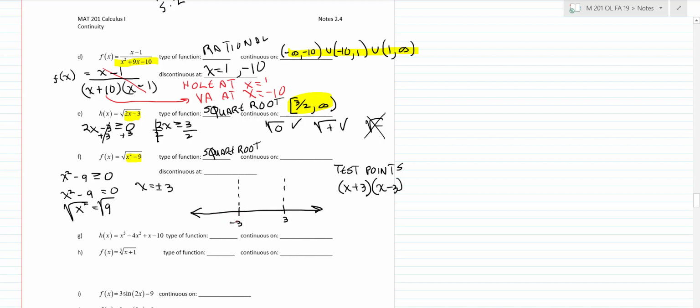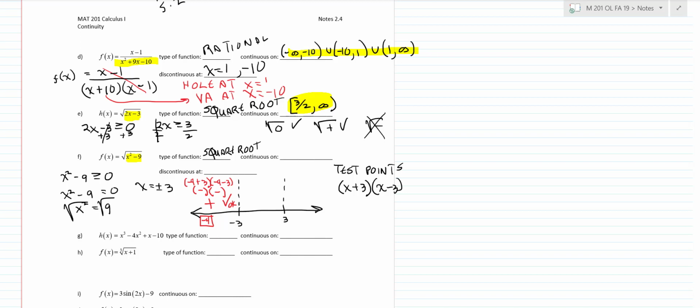So what you do is you pick a number that's smaller than negative 3, like say negative 4, and then you plug it into the function. All right, so what you would get is negative 4 plus 3 times negative 4 minus 3. Well, negative 4 plus 3 is a negative number. Negative 4 minus 3 is a negative number. And a negative times a negative is a positive, so that means we're okay. We're doing a square root of a positive number there.